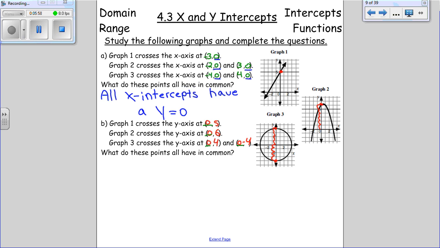That gives us a new rule. It's that all y-intercepts have an x value of 0.